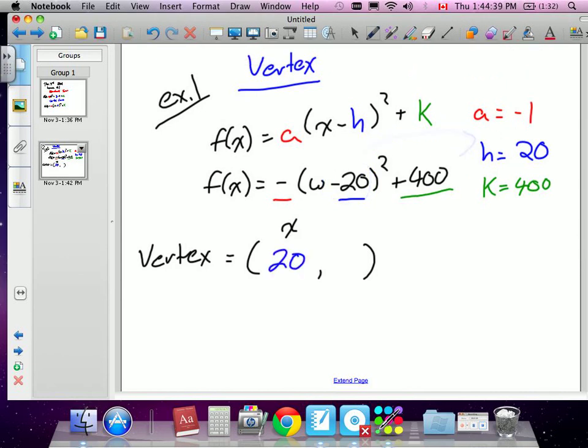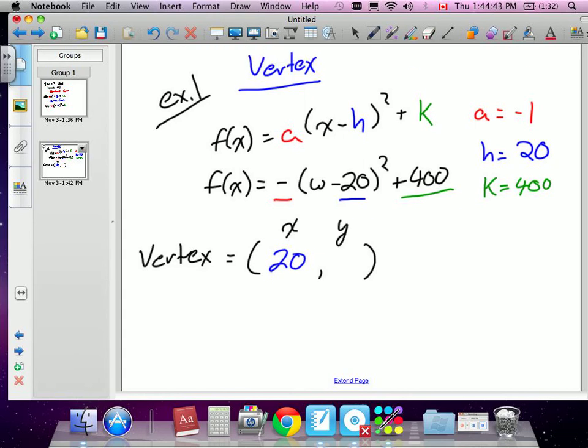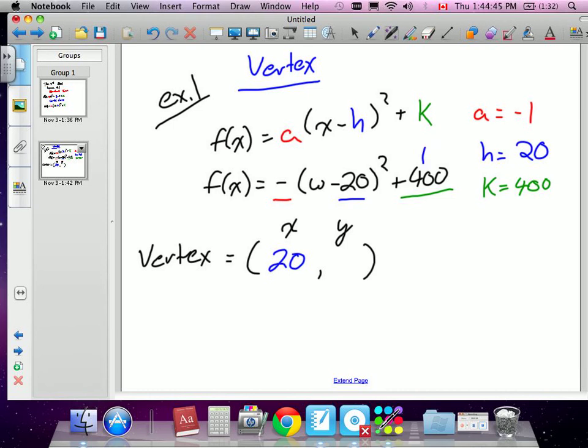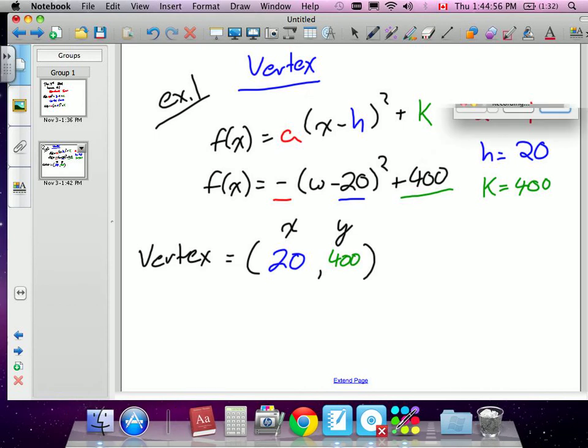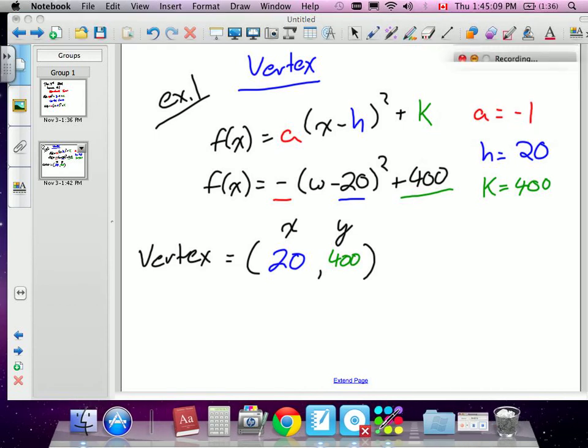What about the y value of our vertex? It's related to k. Our k value is 400, so whatever the k value is, that is the y value of our vertex, okay? So we found some information already. So we have the vertex of our equation. That's one piece of information. I would also like to know if this equation opens upwards or downwards. It opens downwards because our a value is a negative number, okay?